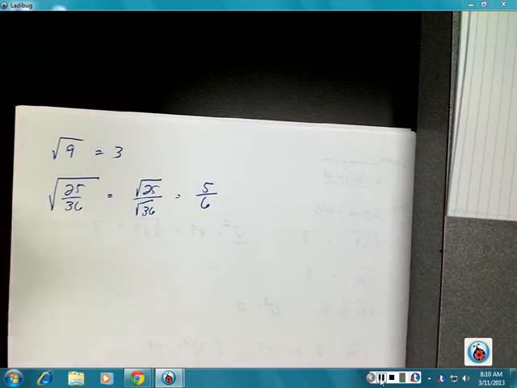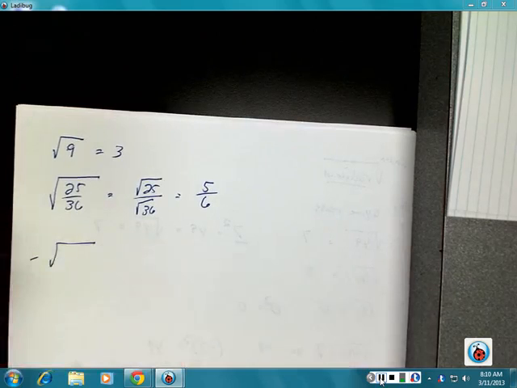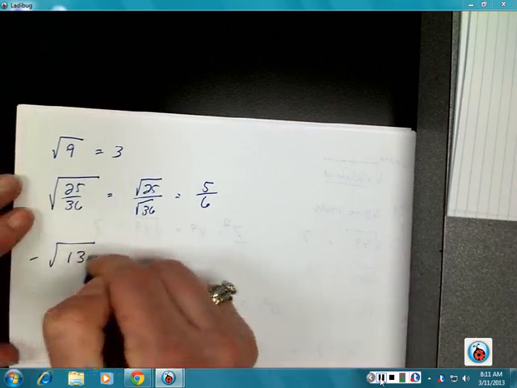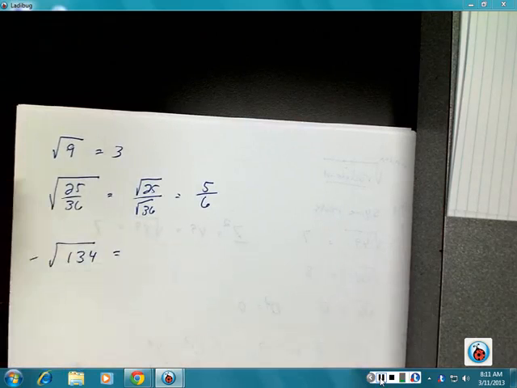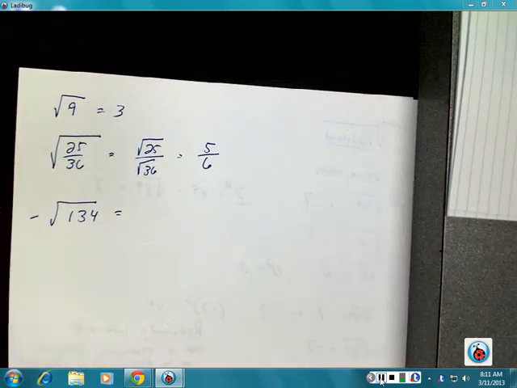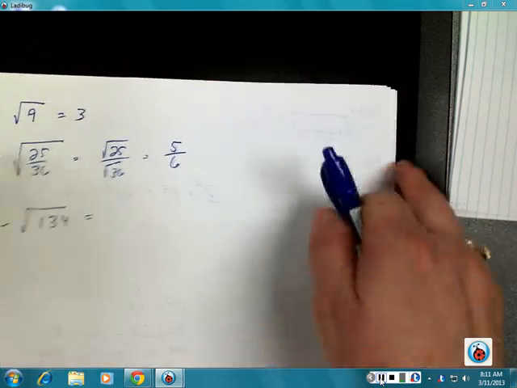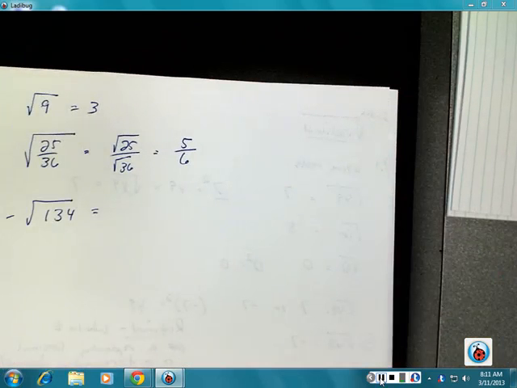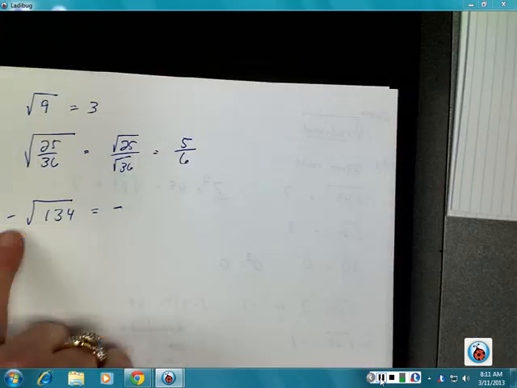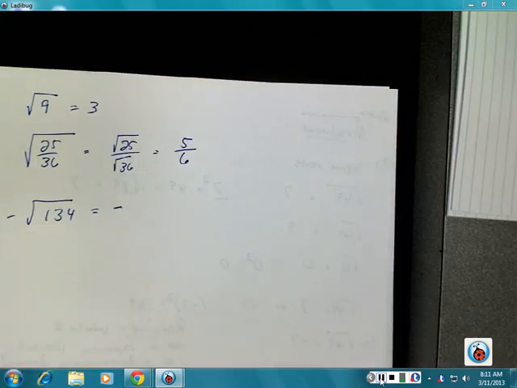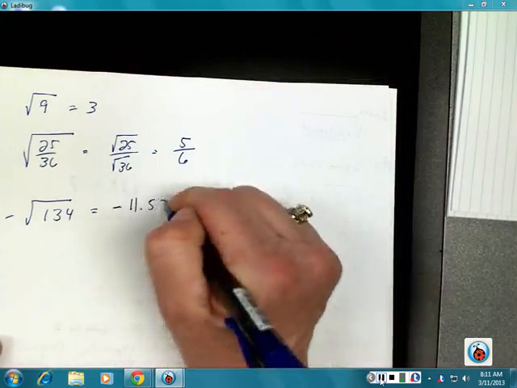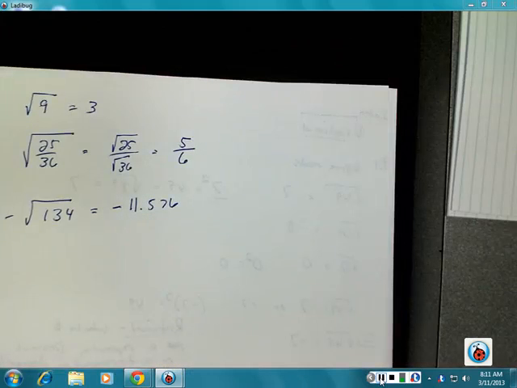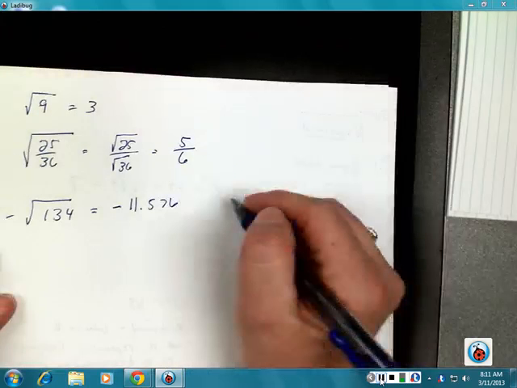Okay? So what about this one? The square root of 134. A negative square root of 134. What would my answer be? 134 is not a perfect square, so we need our calculator to help us out with that one. And so let's see what we end up with. Do you have an answer? Would it be negative? Yeah, it would be negative because the negative is sitting out in front. Negative 11.576.